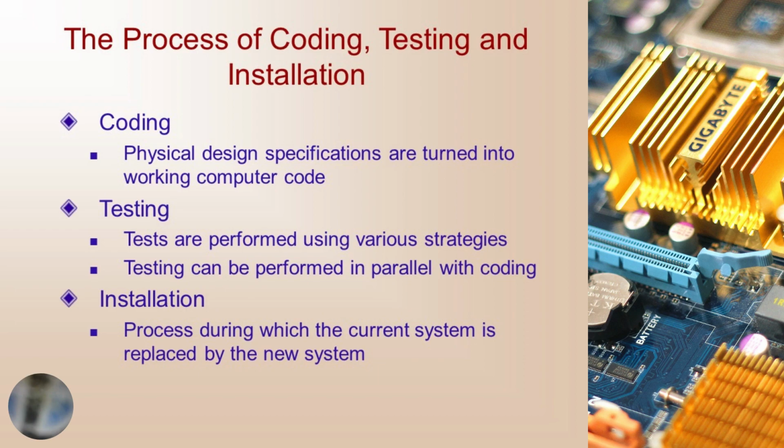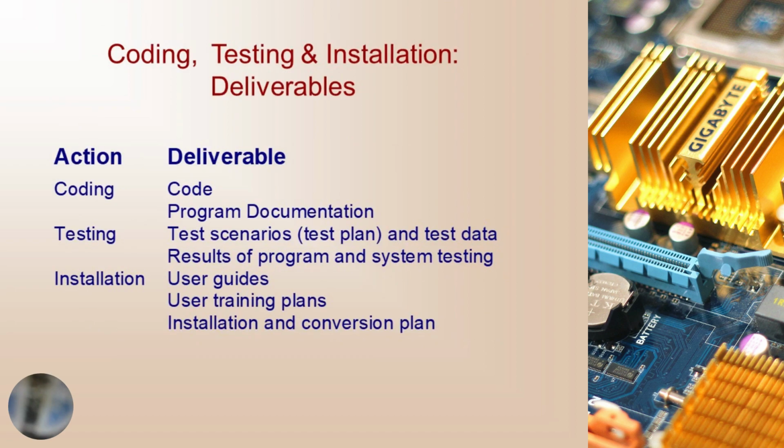The process of coding, testing, and installation. Coding: the physical design specifications are turned into working computer code. Testing: tests are performed using various strategies. Testing can be performed in parallel with coding. Installation is the process during which the current system is replaced by a new system. Coding, testing, installation, and deliverables.